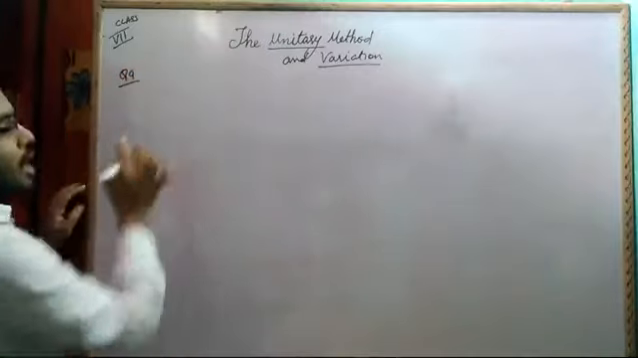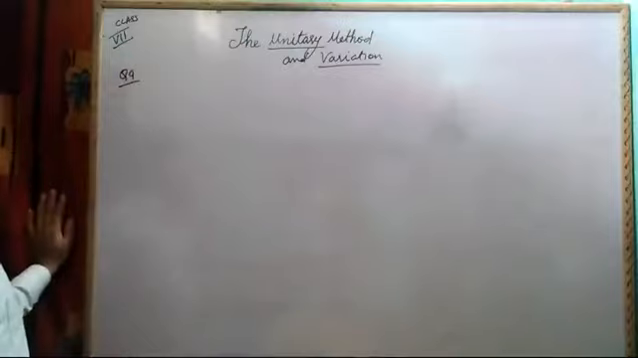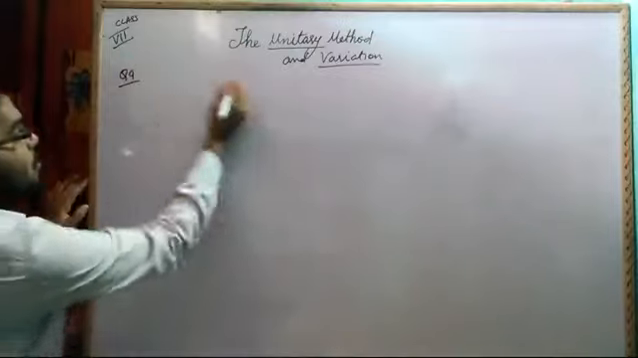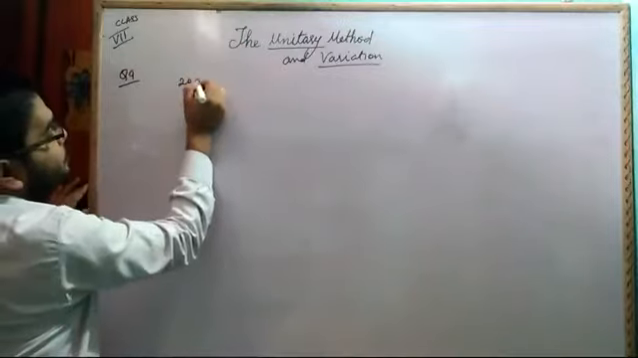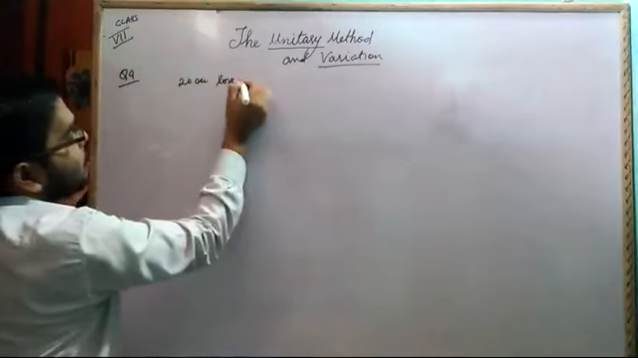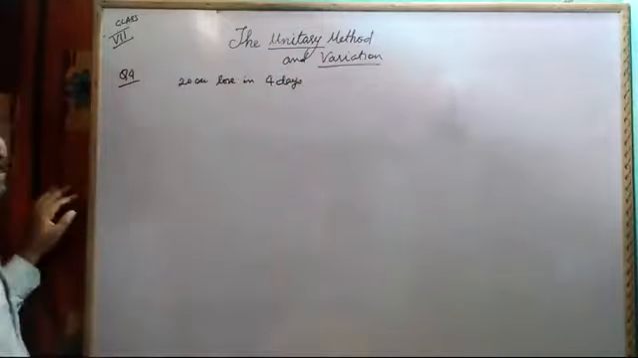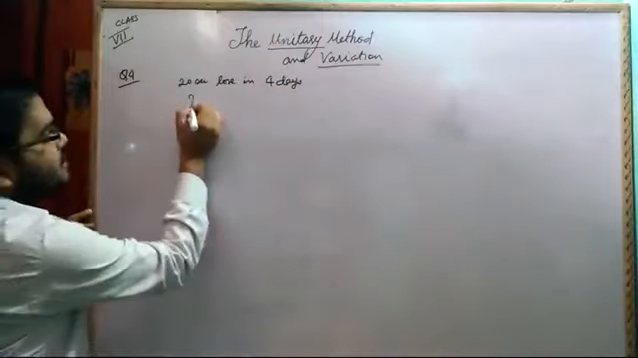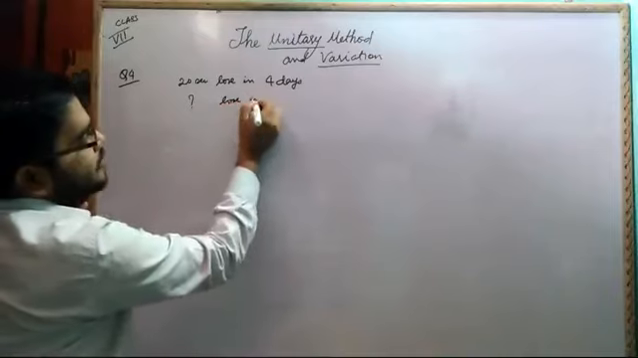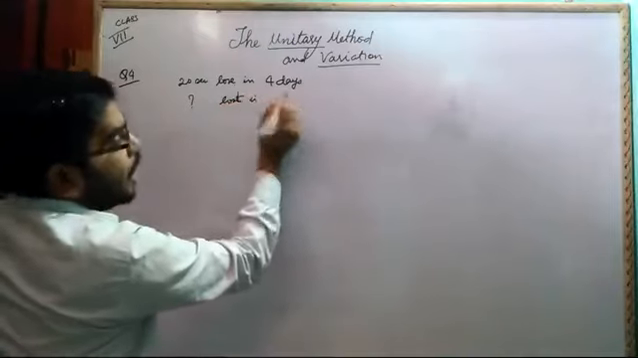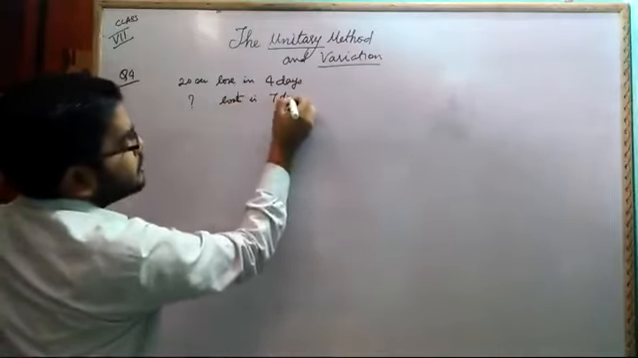Now question number 4 we will solve. Question number 4 says that a clock loses 20 seconds in 4 days. So 20 seconds lost in 4 days. Fine. So how many seconds will be lost in a week? A week means 7 days, correct?